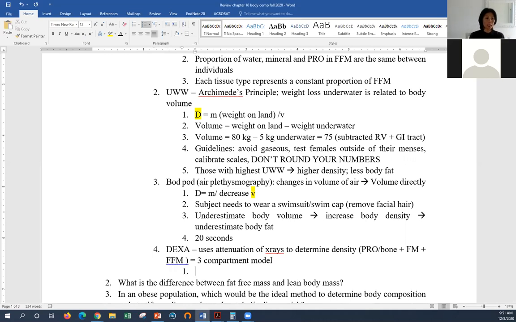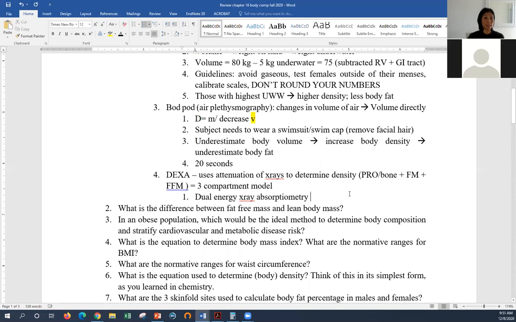How this works is the X-ray is going to be sent through the person, and the level of attenuation is going to be detected by the arm, which is detecting the amount of X-ray that went through the body. So this is why it's called absorptiometry. Right, so this is dual energy absorptiometry, meaning how much of that X-ray is being absorbed. And it's that level of attenuation that's going to provide the density.